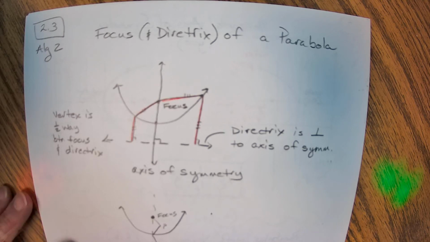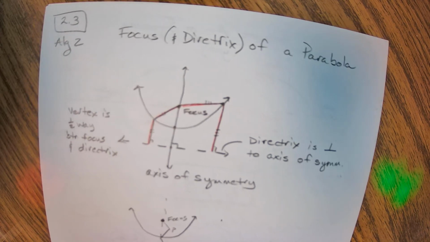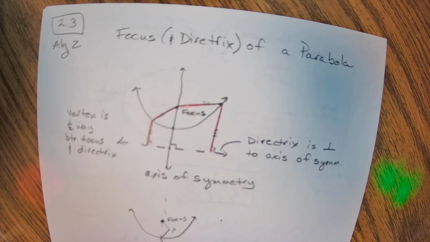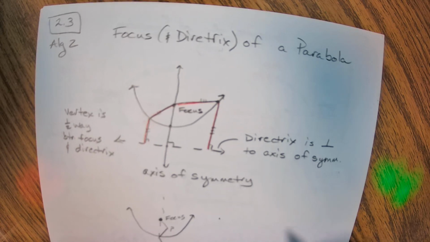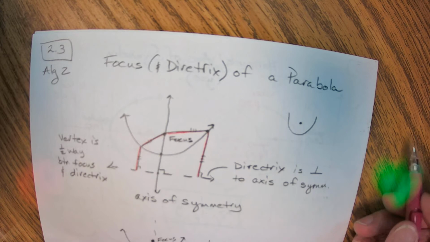All right, today we're doing Algebra 2, Section 2.3, and this will be the last form of a parabola that we'll be covering in this chapter. And today we're going to talk about the focus and the directrix of a parabola. So the focus is always on the inside of a parabola.